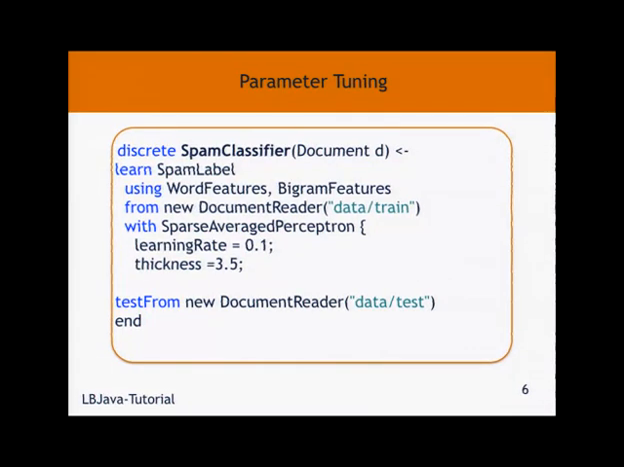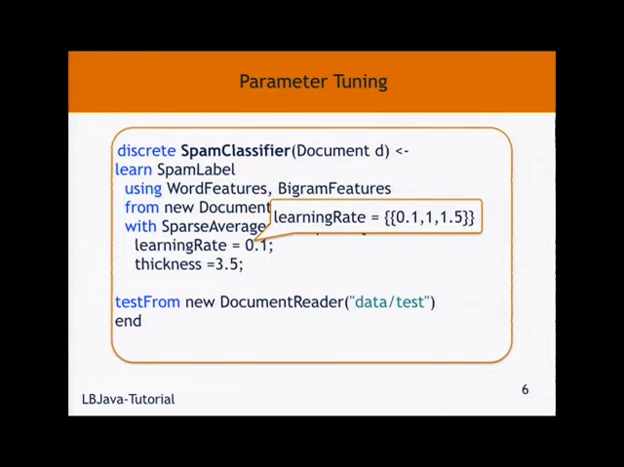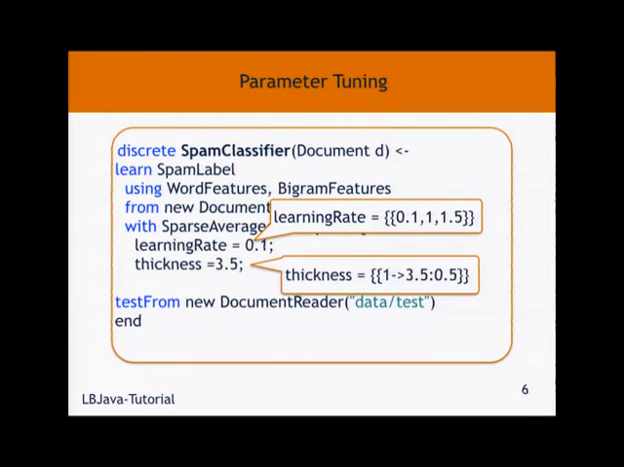Maybe when we start running this algorithm, we don't have any idea which number will work here. But here it's a default that is set as 0.1 and 3.5. And then LBJava gives you the possibility to give a range of values here. The machinery behind it will try all of this automatically for you and find the best choice. So, for example, for the learning rate that we want to try, you just give a set of numbers: try 0.1, try 1, try 1.5. For the thickness also, we have another syntax to give a range of data.